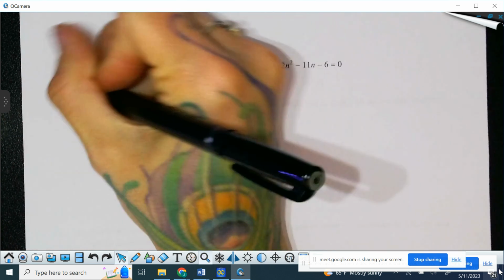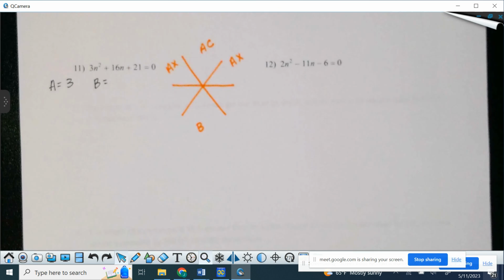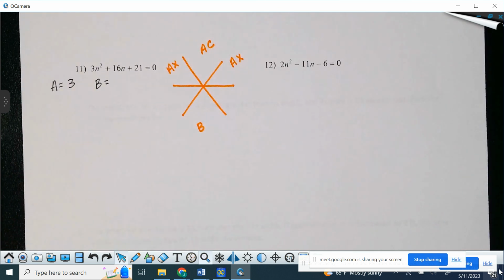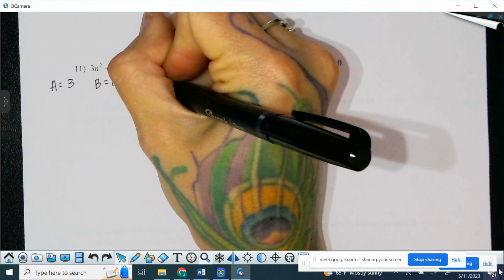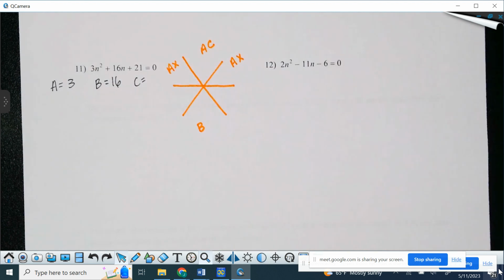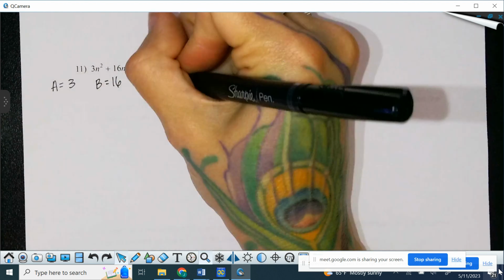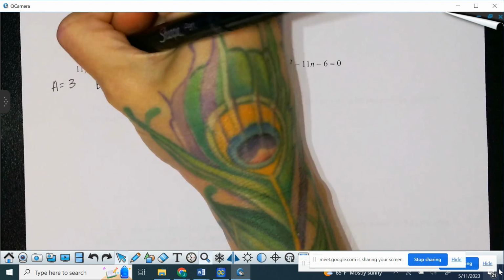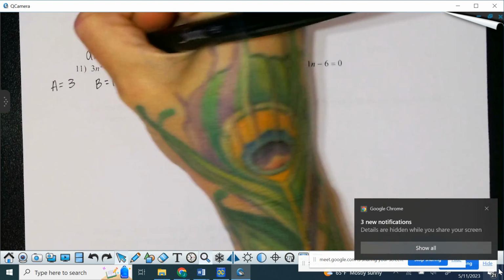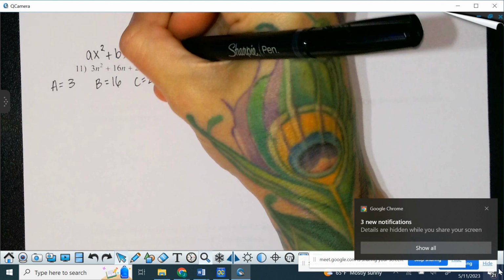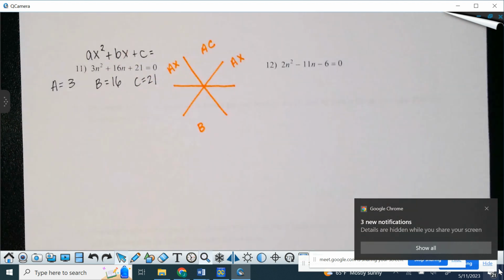What is B? Good. And what is C? 21. Excellent. All right, so I saw a question mark. So remember, this is AX squared plus BX plus C. So that's where A, B, C come from.